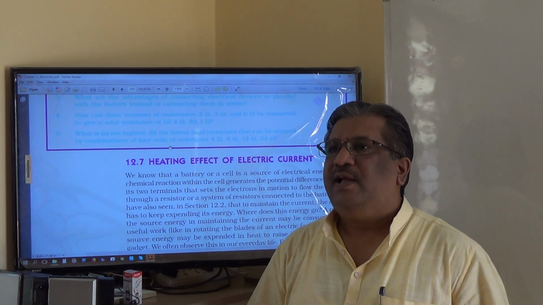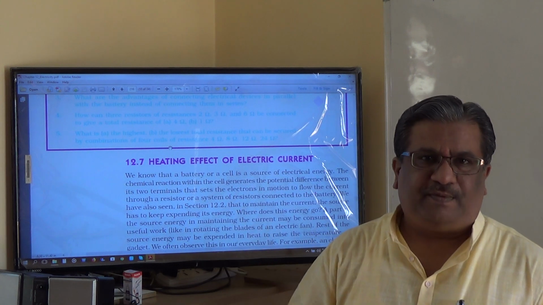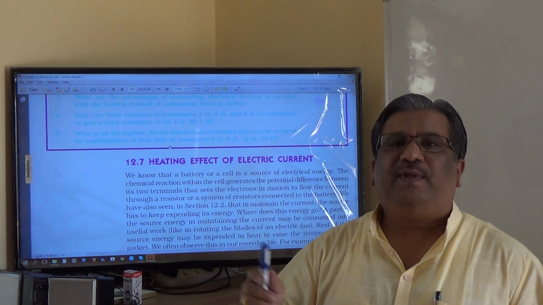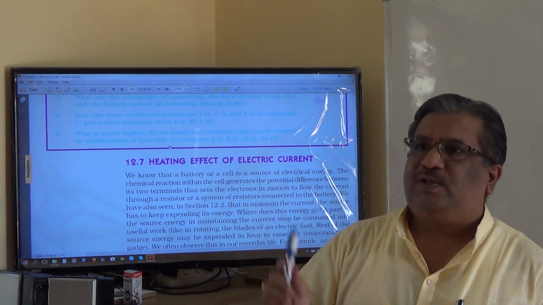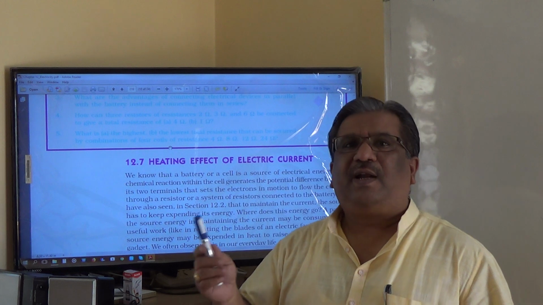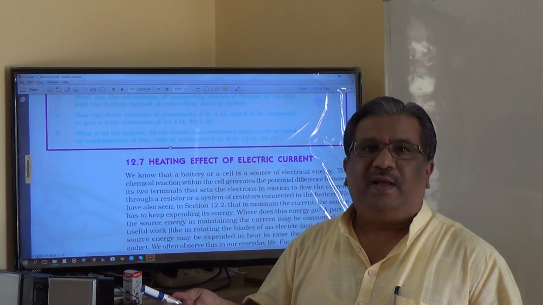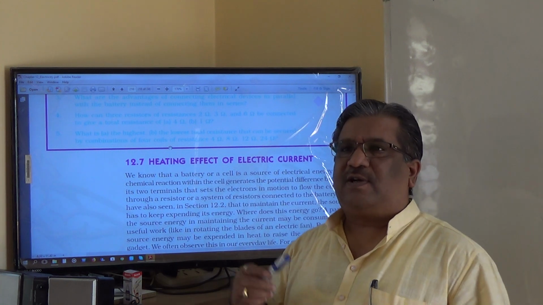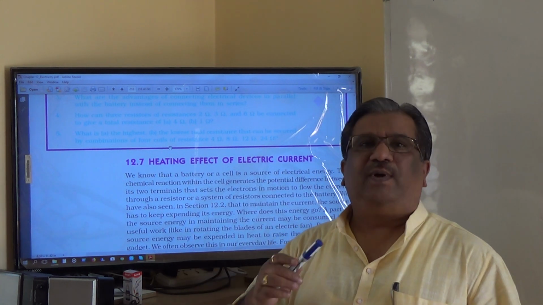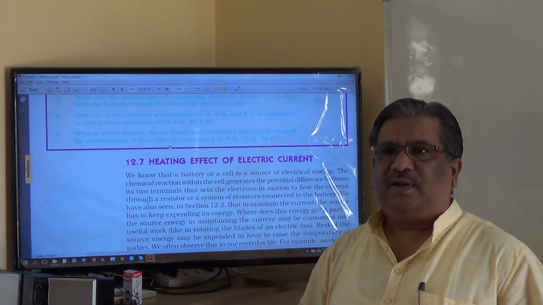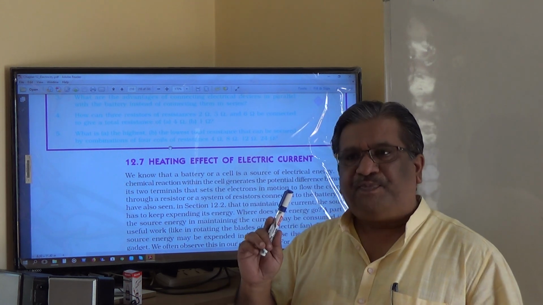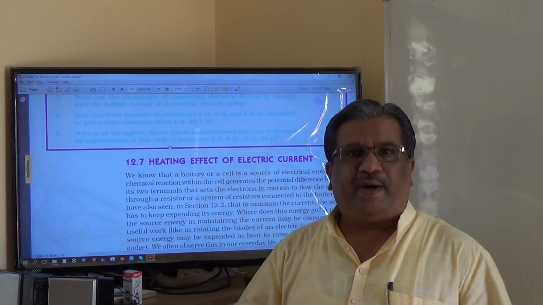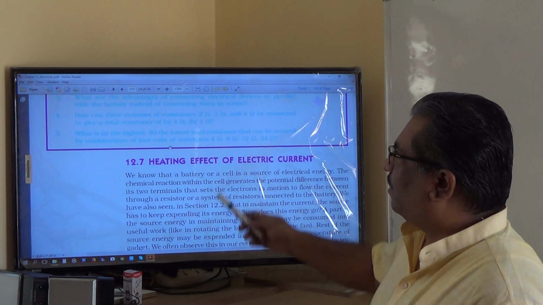The second advantage is, if one of the appliances is switched off, then the rest of the appliances will function normally without getting switched off. In series combination, if one of the appliances is switched off or is not working, then the rest of the appliances will not work. But in parallel combination, if one of the appliances is switched off, the rest can operate normally. That is the answer.